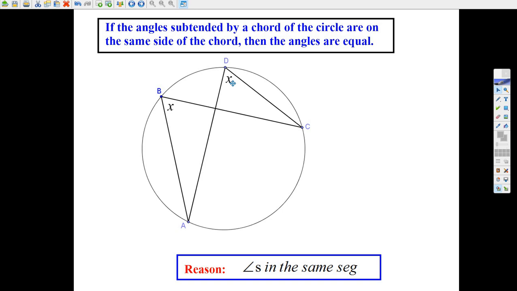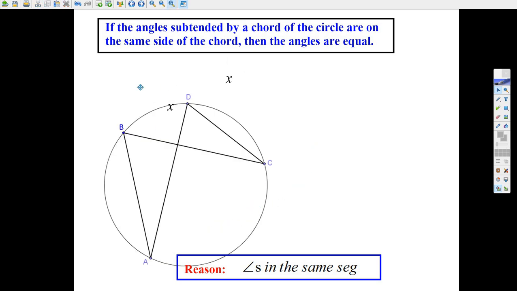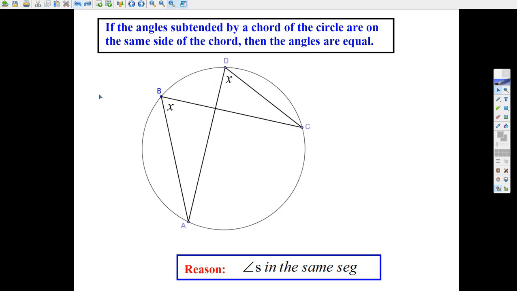The angles in the same segment, if they open up to the same chord, if they open up to the same segment of the circle, then they must be equal. So we use that all the time. So we've got 60 odd questions, and the first example I'm going to have people do in class, it looks like this.